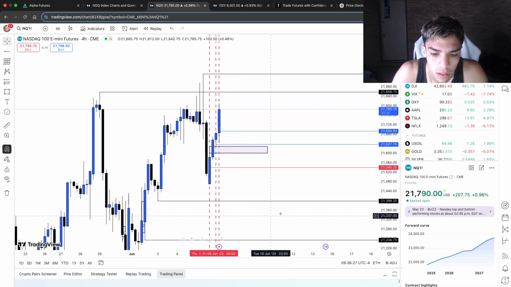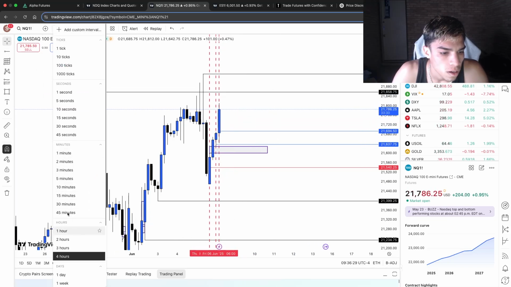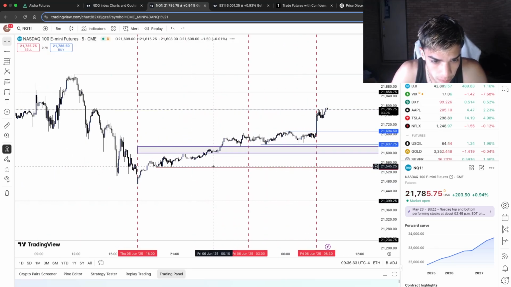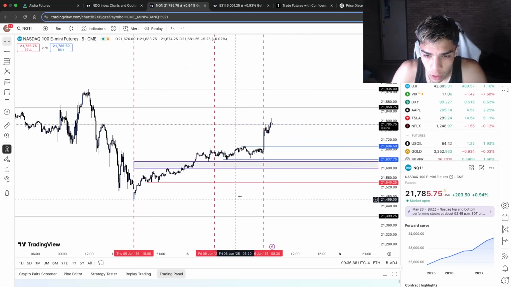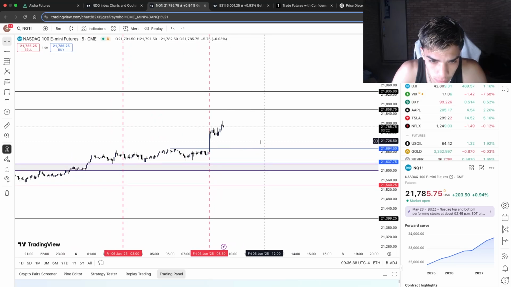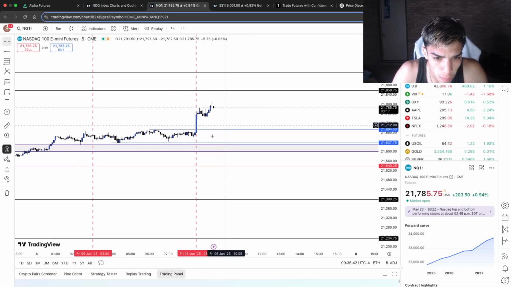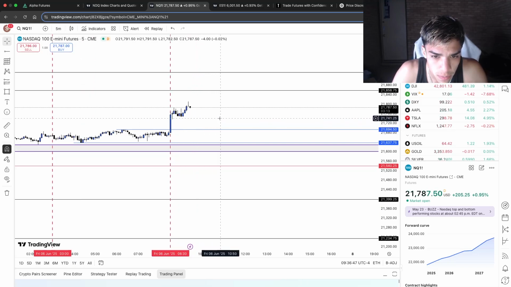Actually, let's go back to the 5-minute time frame. Now we have to go. Our key levels are done. These are all our key levels on the Nasdaq. So right now, as we can see, it got pushed above the London session highs. Market opened right above the London session highs. Let's go to the S&P.